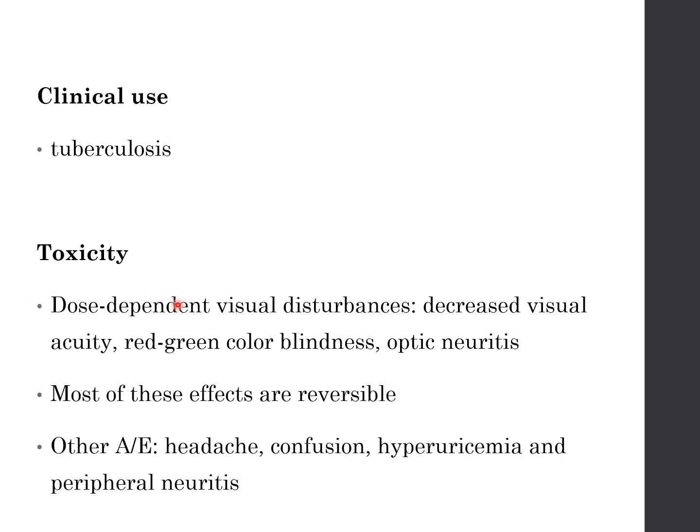Toxicity will be a dose-dependent visual disturbance. The dose-dependent visual disturbance can bring about decreased visual acuity and even red-green color blindness. So it's very important for those who are driving, because they might not distinguish the red and green color in the stoplight, and optic neuritis. They might see it as only brown. Most of these effects are reversible, fortunately.